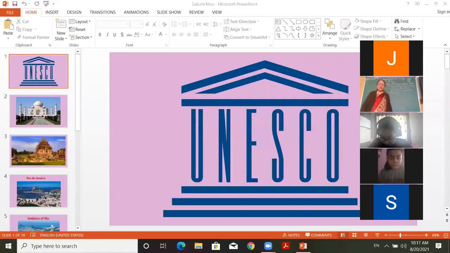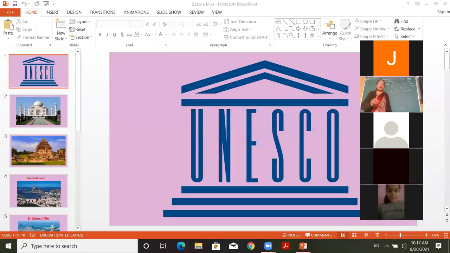In Chhatrapati World Heritage Site? Kaspatar. Very good. So in this project, we are going to study about World Heritage Sites.